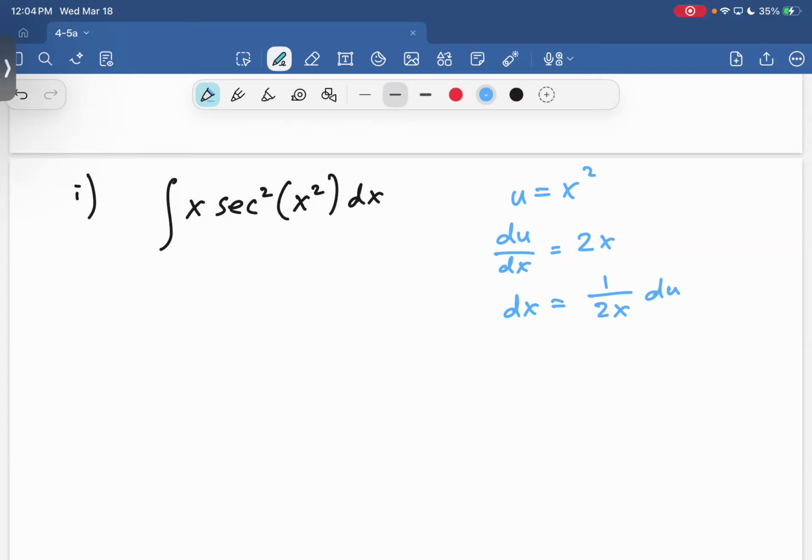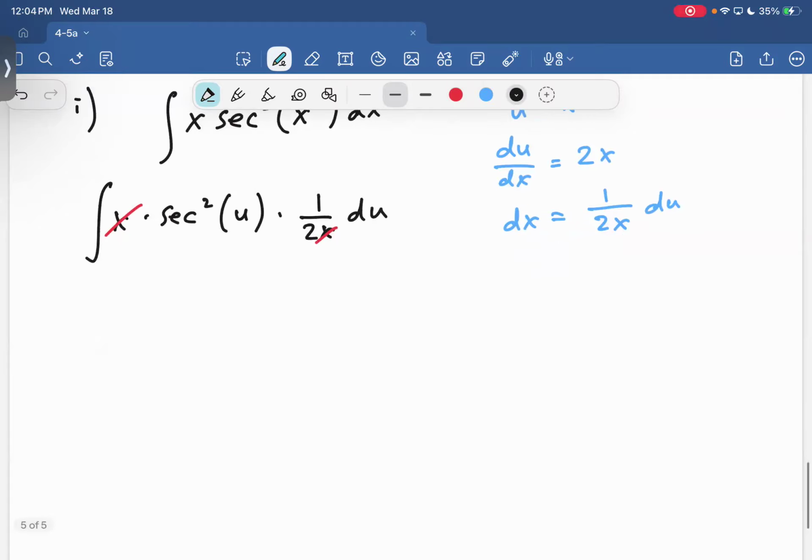Okay, so we differentiate u first and then isolate dx, and then we just substitute those things back into the original thing. So we're going to have x times secant squared u times dx, which is 1 over 2x du. And once again, the x is going to cancel out nicely there, which leaves us only with u. That's our goal, to only have u. And ideally, it should also be an easy integral, which it is.